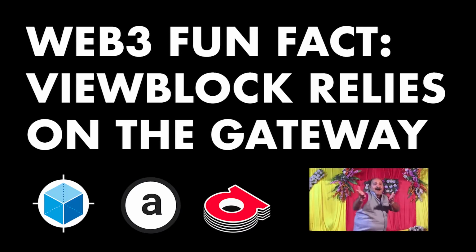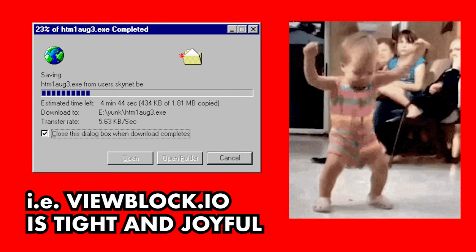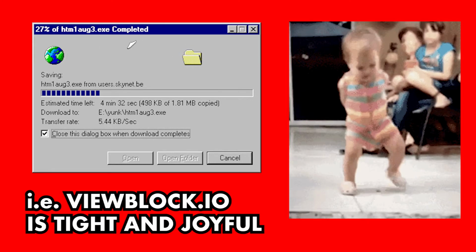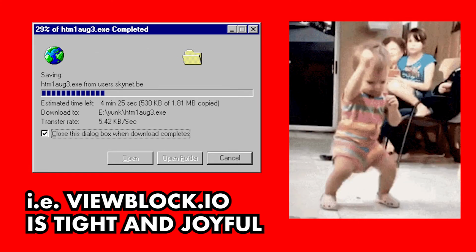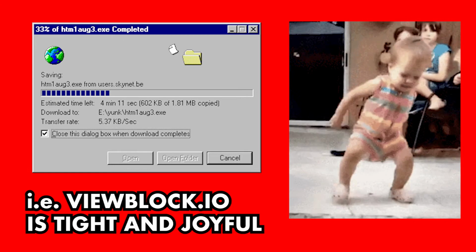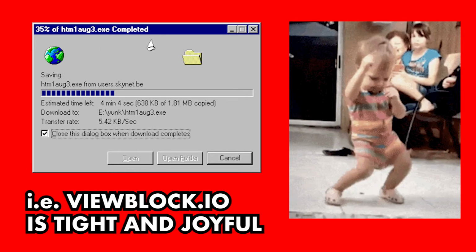VIEWBLOCK relies on the gateway, which sometimes hasn't seeded the data of the bundle yet, so they can fail to unbundle it because of that. However, VIEWBLOCK does the downloading and unbundling themselves, so it's not strictly speaking only the gateway doing the unbundling. Although it does for most people, relying solely on the gateway GraphQL endpoint, which VIEWBLOCK does not use.